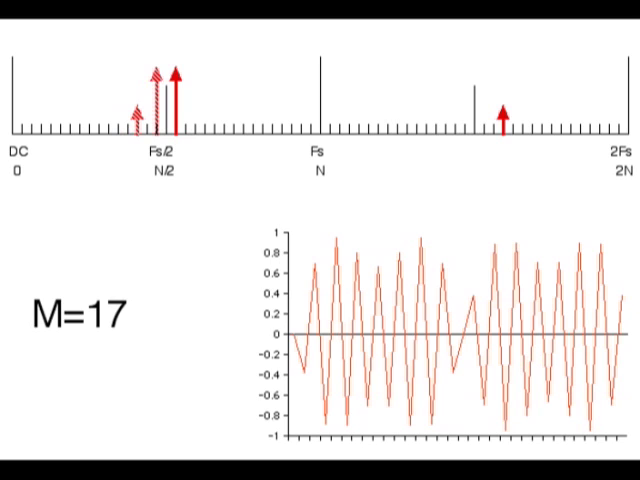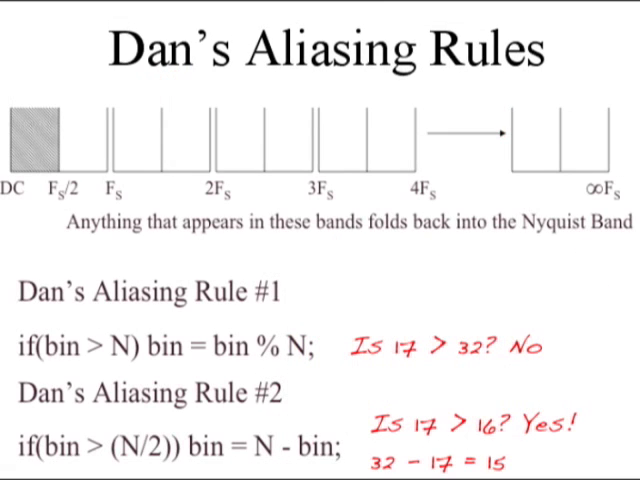Now when we take M up to 17, look what happens to the fundamental. It's now gone above N over 2, which means it has an alias at N over 2 minus 1. The third harmonic has gone way up, and now of course it's aliasing back down into the Nyquist band very close to the fundamental. So by now you're probably pretty good at this, but let's go ahead and go through it. Is 17 greater than 32? The answer is no. So is 17, the fundamental, greater than 16? Yes. So 32 minus 17 is 15. So that's why the fundamental appears in bin 15.